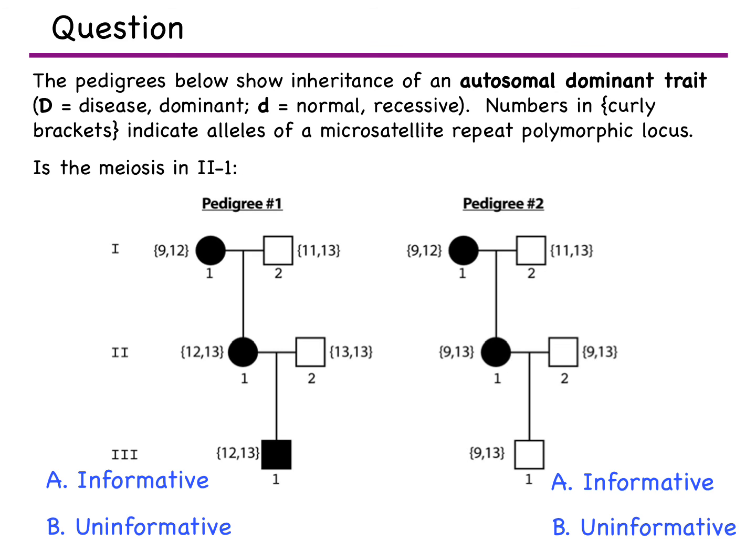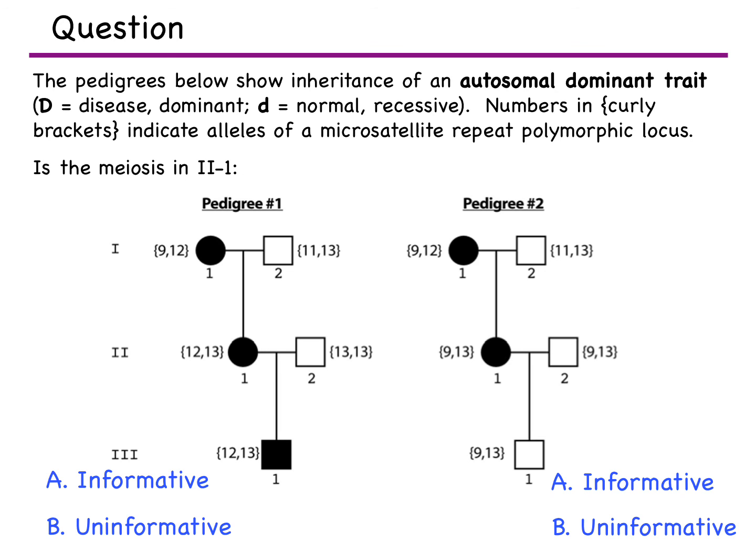Okay, so the question is asking, is the meiosis in 2-1 informative or uninformative? And there are 2 different pedigrees, and I want you to answer for both of those. I'll give you a little bit of advice here. You want to write out the genotype for 2-1, phase included, based on what that person inherited from the parents in generation 1.